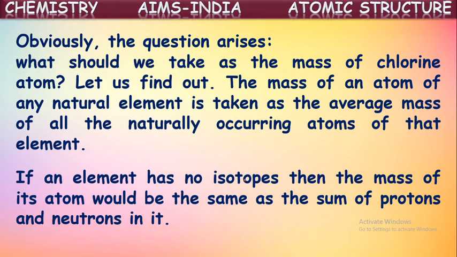If an element has no isotopes, then the mass number of its atom would be the same as the number of protons plus neutrons. That is nothing but the nucleon number. So if an element has no isotopes, and all atoms have the same number of protons and neutrons in their nucleus, then that number itself is taken as the mass number. That means the mass number of that element will be considered as the mass of that atom.